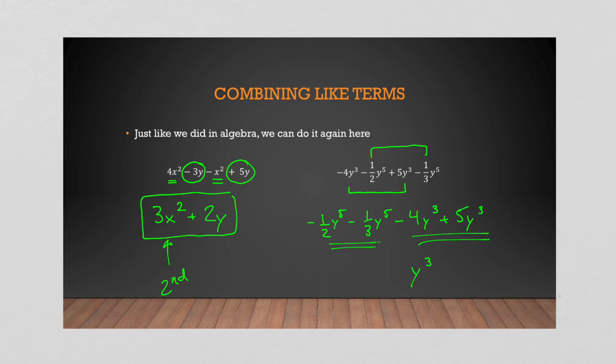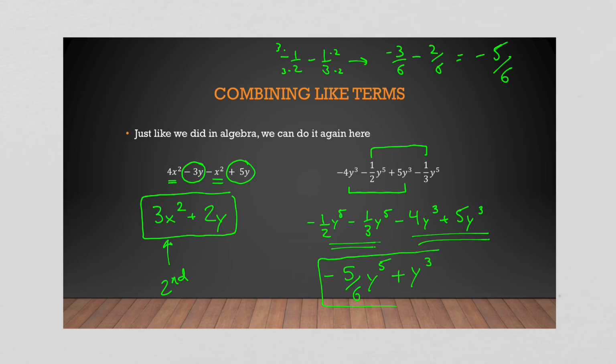And this one's a bit of a pain just because I'm adding fractions. So I have negative 1/2 minus 1/3, which means common denominator. Multiply by 3, multiply by 2. So I have negative 3 over 6 minus 2 over 6, which gives me negative 5 over 6. So I have negative 5 over 6 y to the 5 plus y cubed. That is in descending order, and it is a 5th degree polynomial.